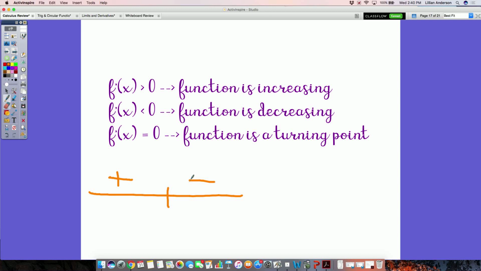Sometimes they may ask you, where is the function increasing? Look at the derivative. If the derivative is positive, it's increasing on those respective intervals. If it's negative, it's decreasing on those intervals. If it equals 0, that means you have a turning point, which means you have a max or a min. So those things all go together. If they ever ask you about increasing or decreasing, that is also a part of it.